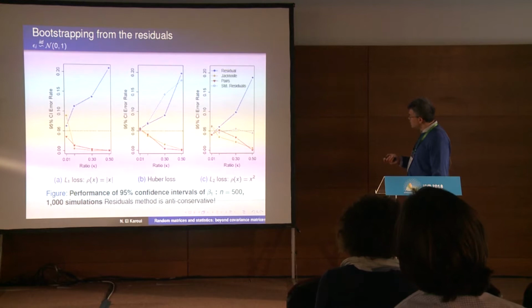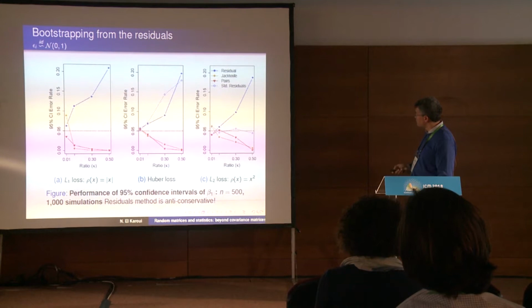And what we see is that the residual bootstrap has an error rate of about 20% here. At 0.3, it's 10%. If we look at the Huber, it's not very good either. And if we look at L1, it's also not very good. If the thing worked, we'd have 5% errors across the board. So this curve, if it works, should be about lined up with this dashed line.